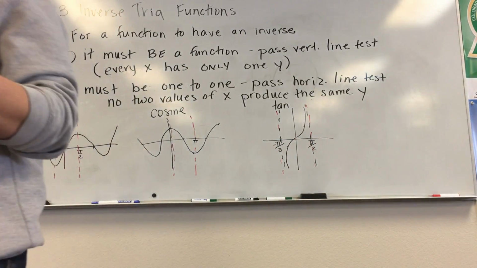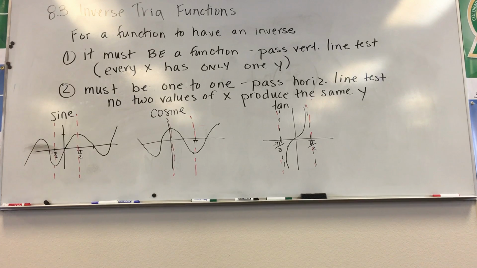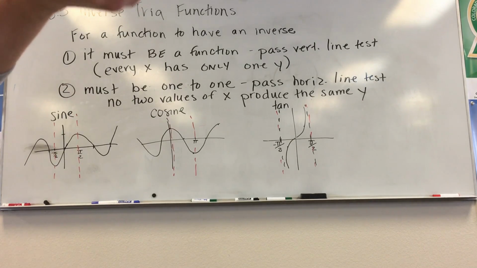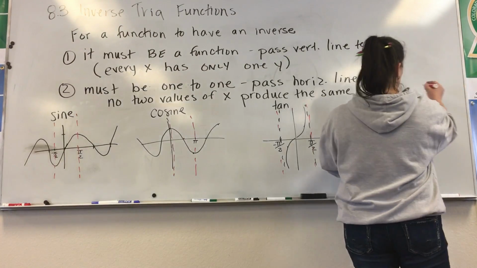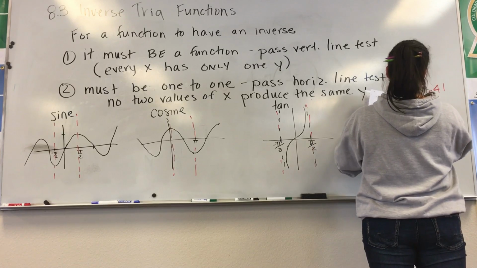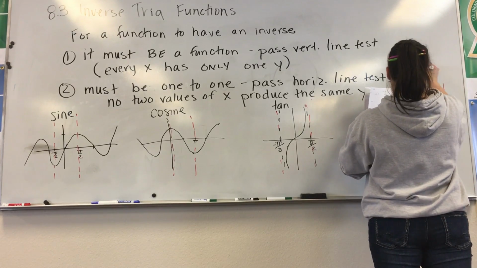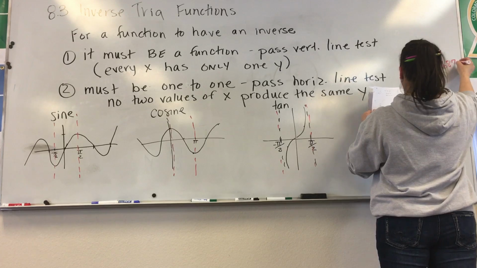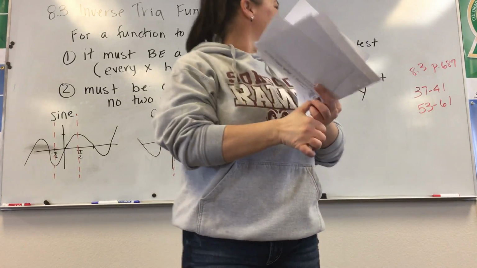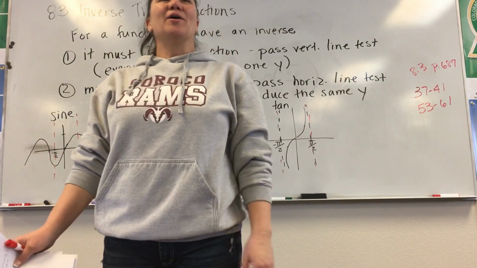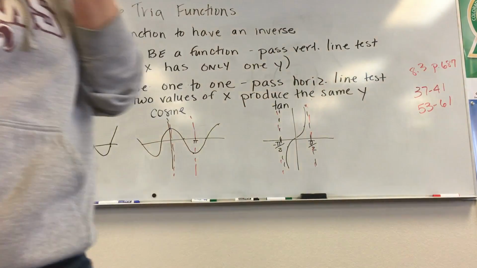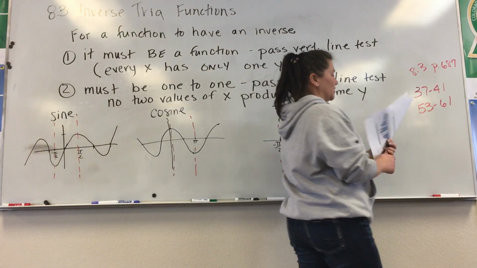So I'm just gonna ask this off the go because we gotta go. Are we gonna have homework? There is a homework assignment. It is 8.3, page 687, numbers 37 through 41, and 53 to 61. I was really hoping we would stop at 37. These are word problems. They're super fun. All of them or just odds? Just the odds. Okay. Just the odds for homework.